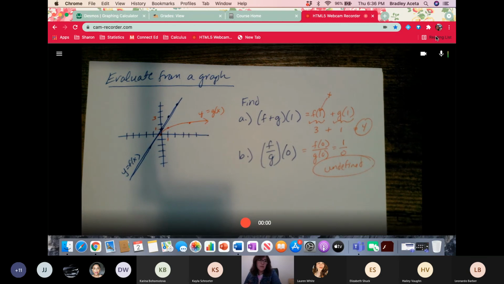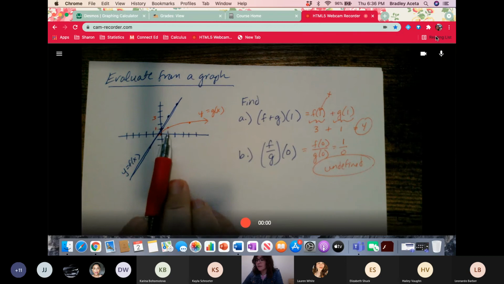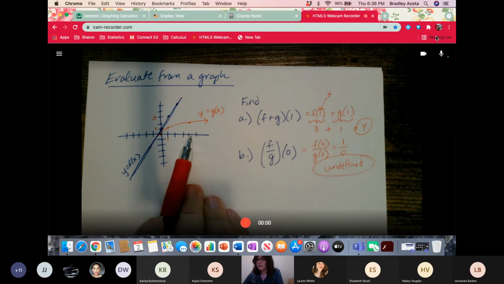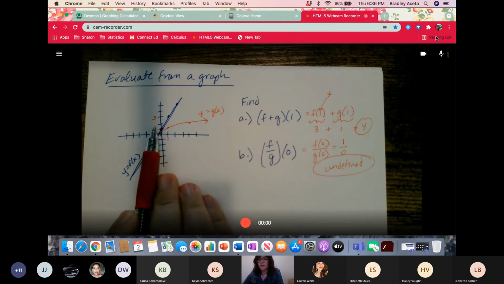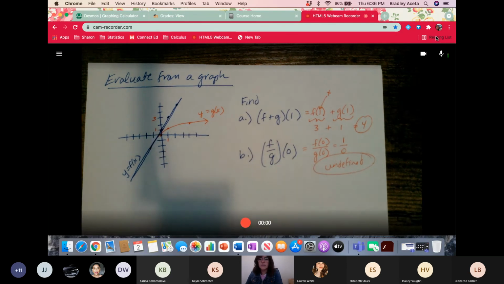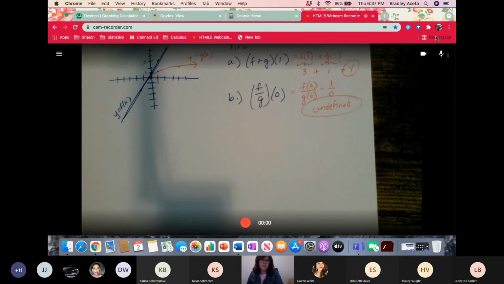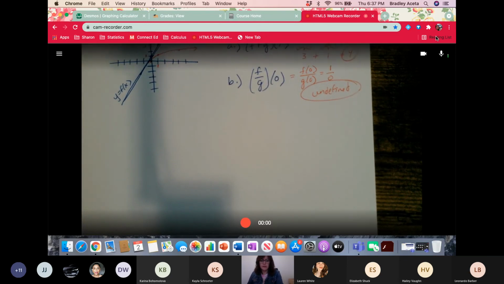So that's how you evaluate from a graph. You go to your x-axis, go up to the graph, and then tell me what the y value is. X-axis, go up to the graph, tell me what the y value is. And that's how you would evaluate it. And then you add those two y's, or you divide those two y's, or you multiply those two y's. So pretty easy, most people like the visual parts.